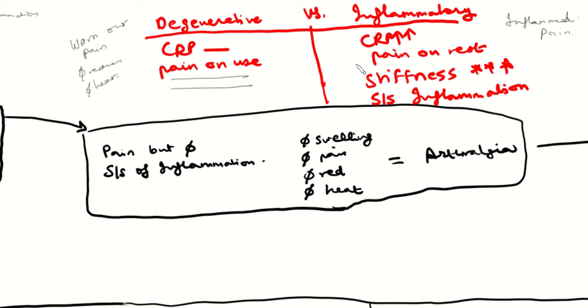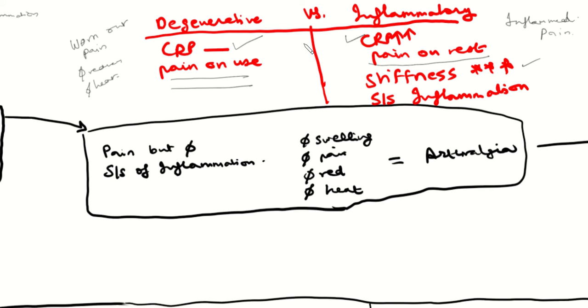However, the inflammatory joint, the big complaint is stiffness. It's actually pain when you rest that joint. So they'll wake up in the morning with stiffness. And there's pain on rest, and when you move, the stiffness gets better, the pain gets better. Again, inflammation means CRP is going to be high. Degenerative joint, CRP is not going to be high.